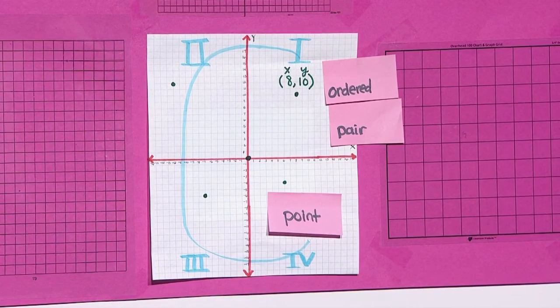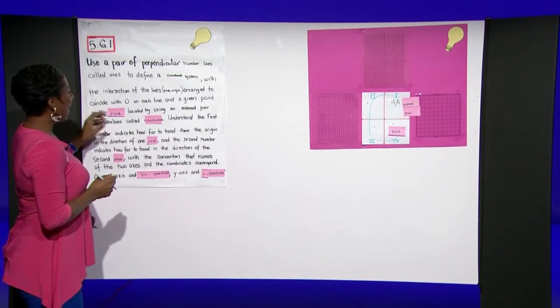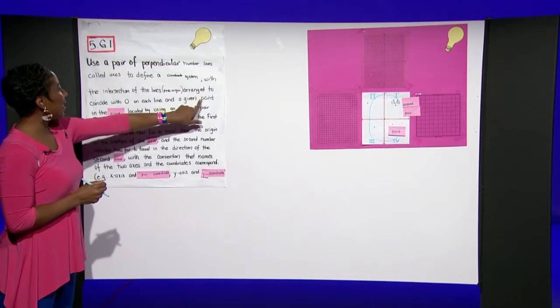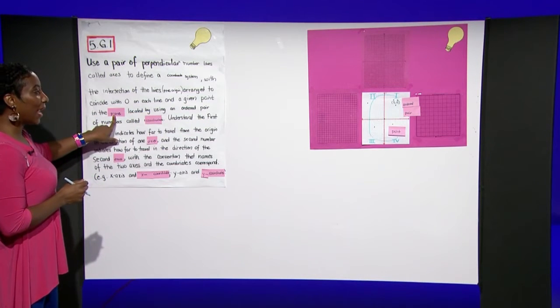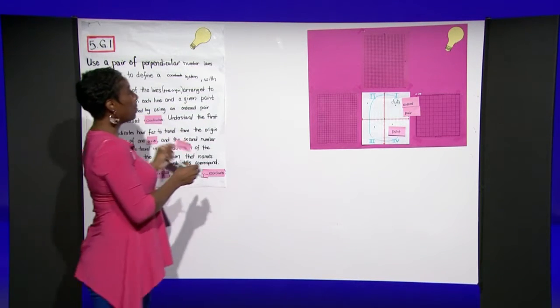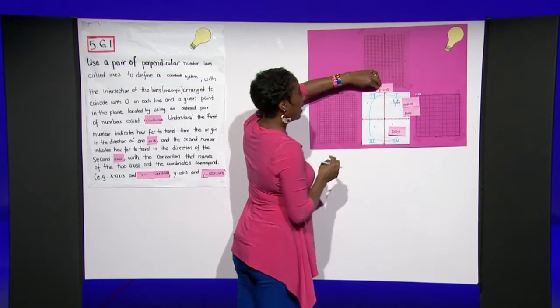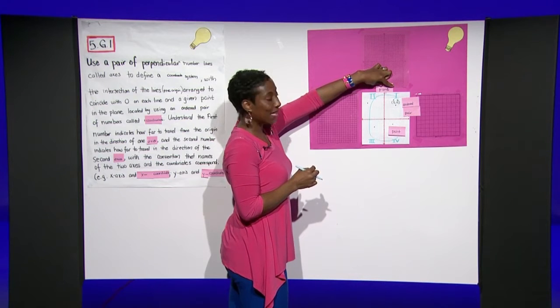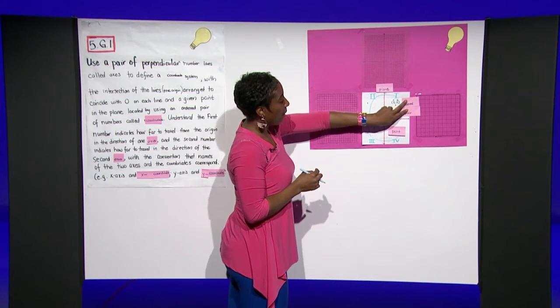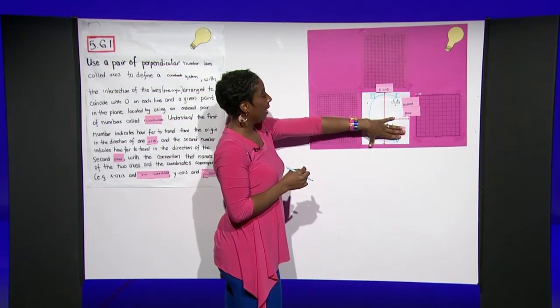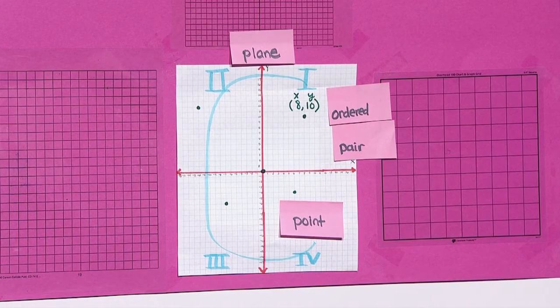Let's go back to our standard for a moment, and let's make sure that we're touching all of our vocabulary. So this given point is now in a plane. If you remember, I also called this a coordinate system. Now that we have points represented by ordered pairs, this now becomes a plane. Let's finish off with our standard.